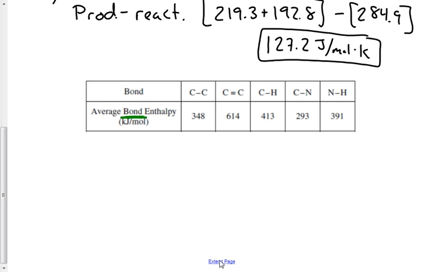Bond, average bond enthalpy. If you're given enthalpies or entropies, you're doing products minus reactants. But if you're given it in terms of bonds, what are we doing? We have to break them, and then we have to make them, right? Bonds broken minus bonds formed. Why minus? Because the energy goes into breaking them, and then it comes out when you form them. So there has to be a difference. So you have to subtract them.